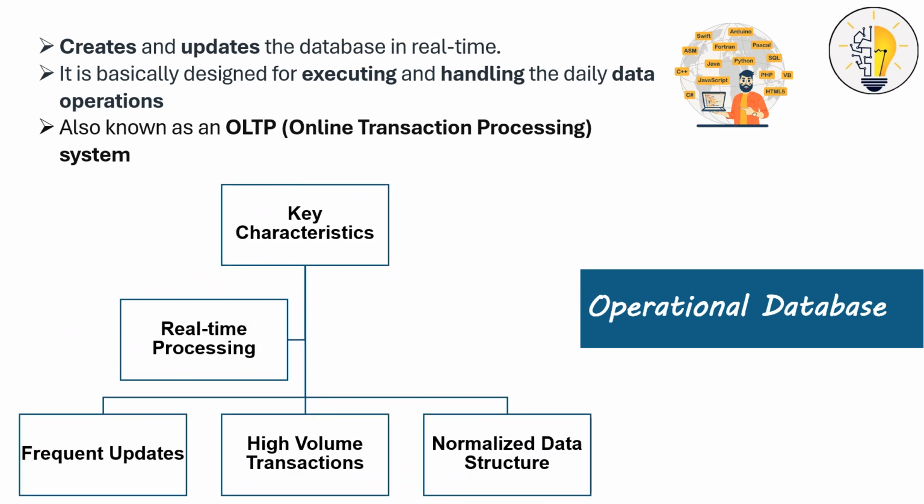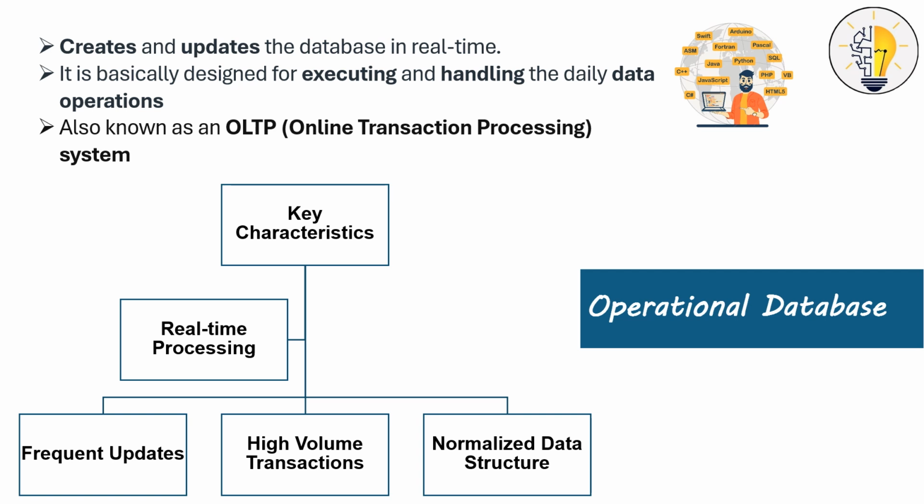Here there are some key characteristics for operational database, that is nothing but real-time processing, frequent updates, high volume transaction, normalized data structure. What is real-time processing? The name itself tells that it is designed for developing or executing real-time dealings, business dealings or processes. Frequent updates. Frequent updates means frequently the data are updated and arranged properly. High volume transaction. So it is going to support you with n number of clients, and it can be optimized so that the processing is at a higher rate.